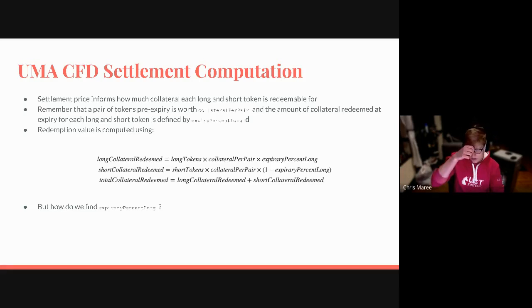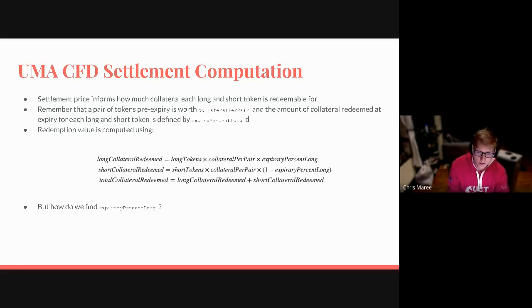And I just put it in this form so that it's easy to follow. So the long collateral redeemed is however many long tokens you're burning or redeeming, times the collateral per pair, times the expiry percentage long. And the short is the same, just with one minus the expiry percentage long in the expression. And I think the important thing to note here is if your expiry percentage long is 0.5, so it's right in the middle, then the value of the long tokens is worth the same as the short tokens. And you get some symmetry from that if it's settling right in the middle of the band.